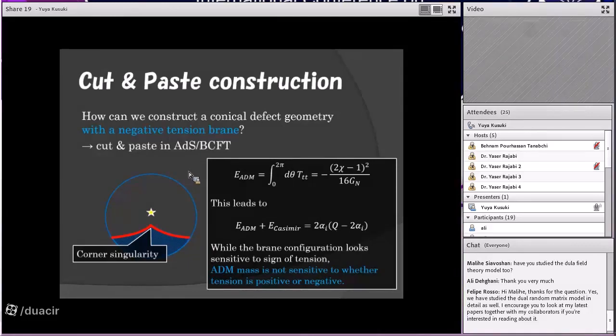And also by using these properties, we can identify the eddy mass of this geometry with negative tension brane and heavy particle, and we can show that the eddy mass is just given by this, which matches what we obtained from the CFT side by using the conformal bootstrap equation. So we can conclude that the eddy mass is not sensitive to whether the tension is positive or negative.